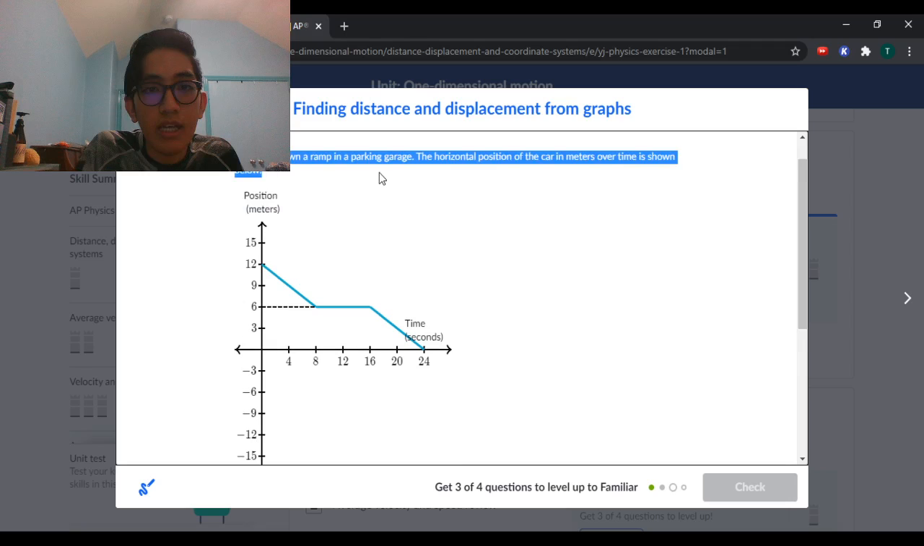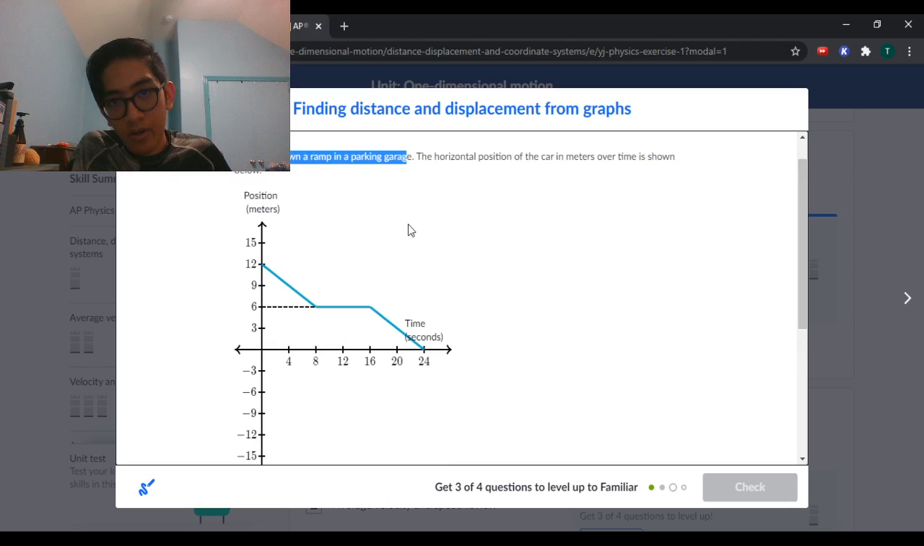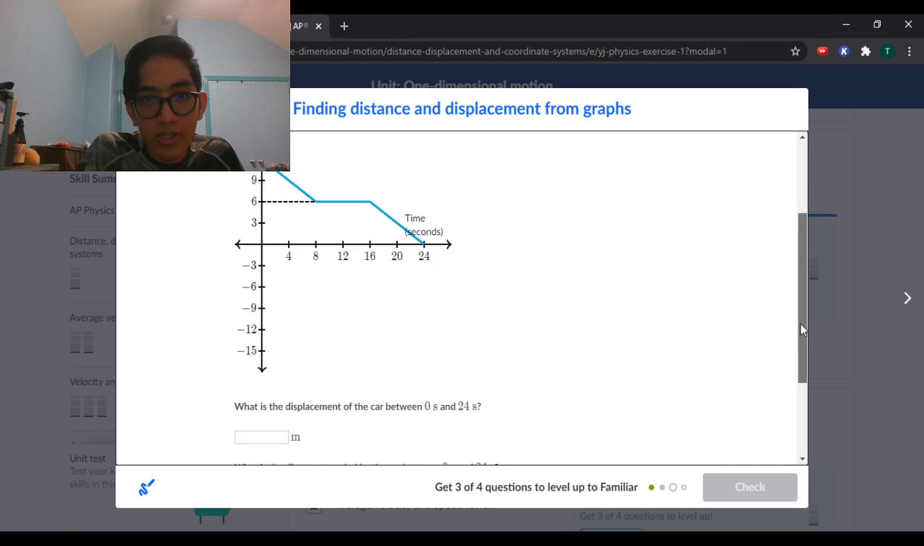So a car rolls down a ramp. Okay, horizontal position. So got it. This is a position versus time graph. So from here, what we have is the position versus time graph, and the question asks us, what is the displacement between 0 and 24?